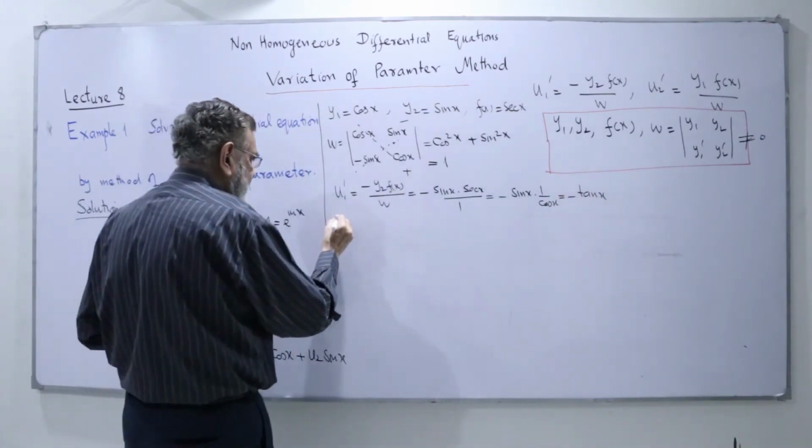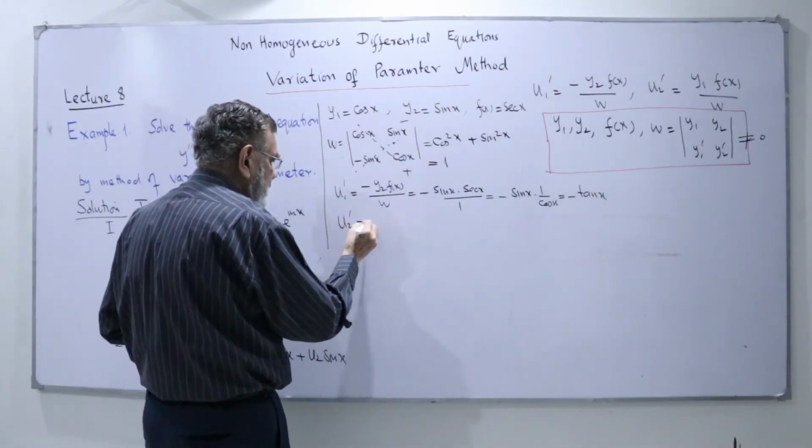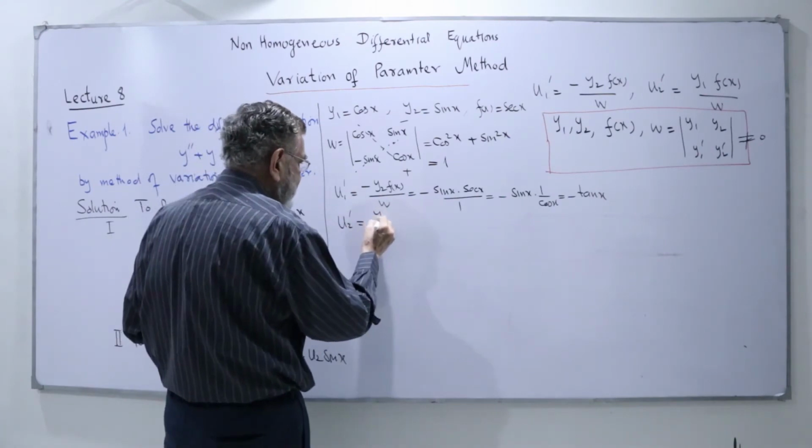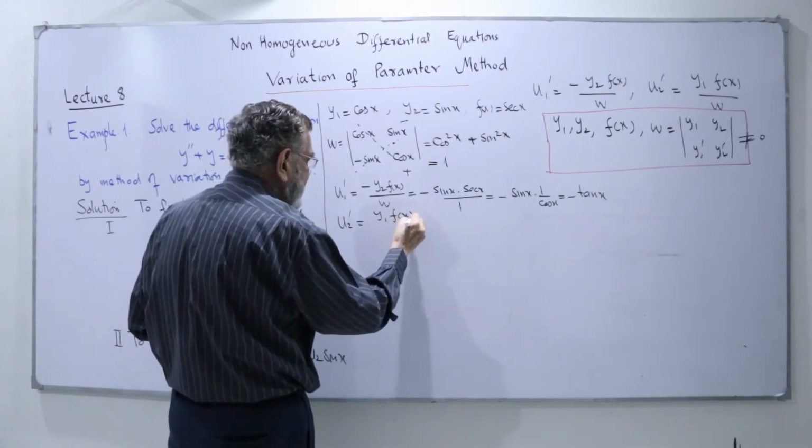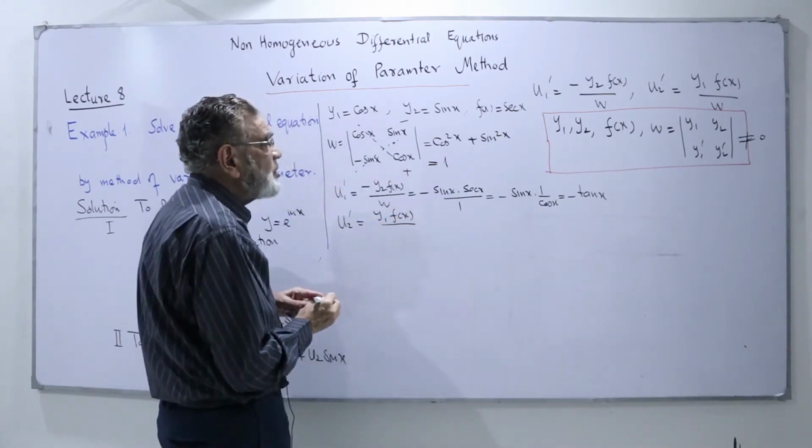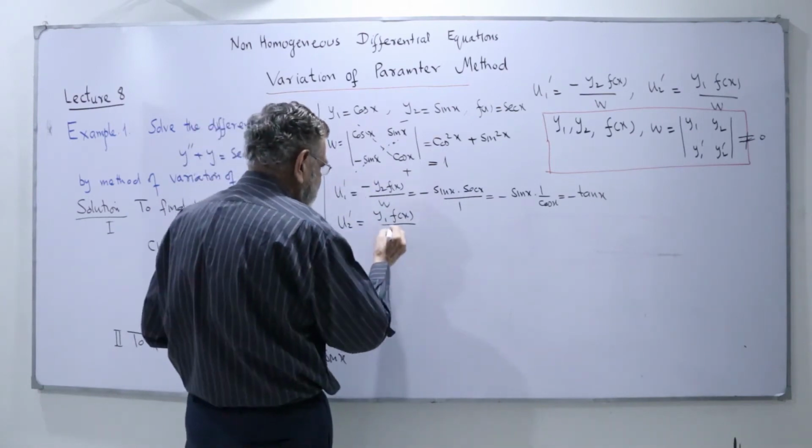My u2 dash is equal to y1 f of x over w. From the determinant we get y2 f of x and y1 f of x over w.